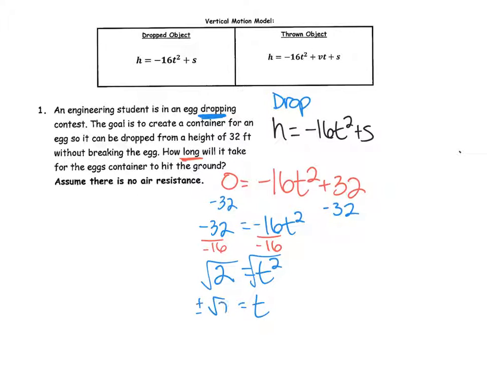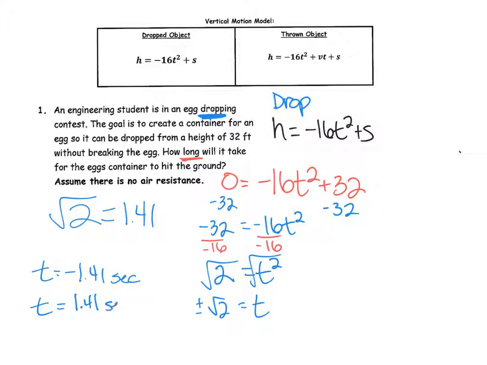Plus or minus the square root of 2. You know how you have two answers, right? Remember that? Two answers. Okay, square root of 2. I'm just going to tell you, the square root of 2 equals 1.41. So here are my answers. Time is negative 1.41 seconds, or time is positive 1.41 seconds.